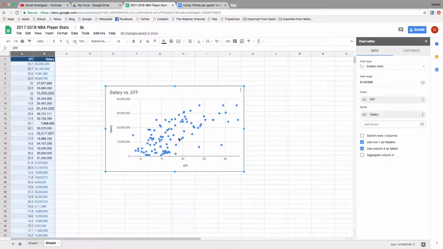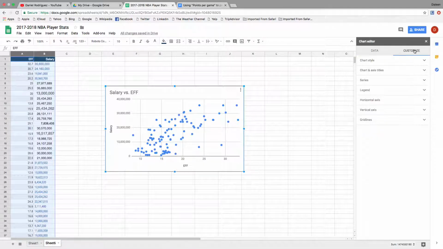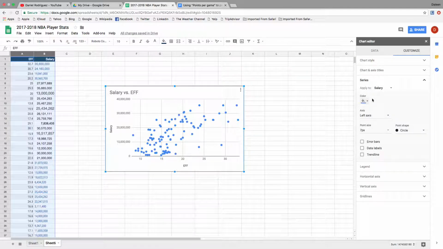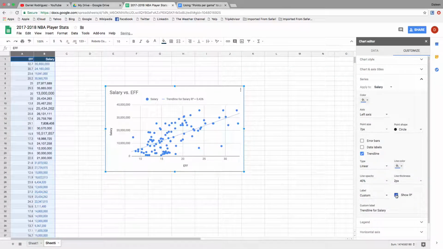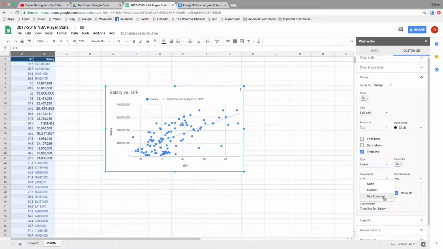It looks moderately strong, positive. I would call this linear. It's linear enough. So if I need the trend line and r squared, I'm going to go over to customize. I'll go to series, trend line, show r squared, and I'll get the equation just for fun.